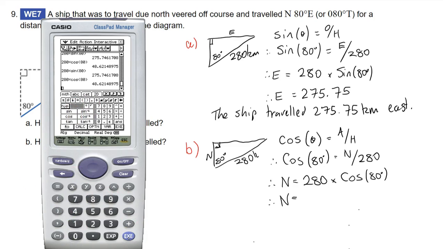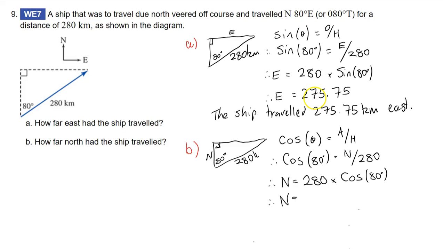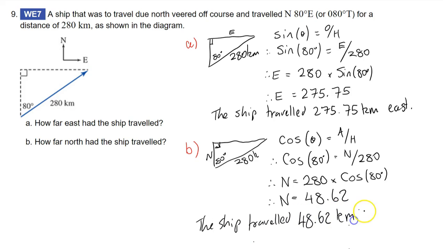So 48.62. And again, worded question, worded answer. So the ship travelled 48.62 kilometres north.